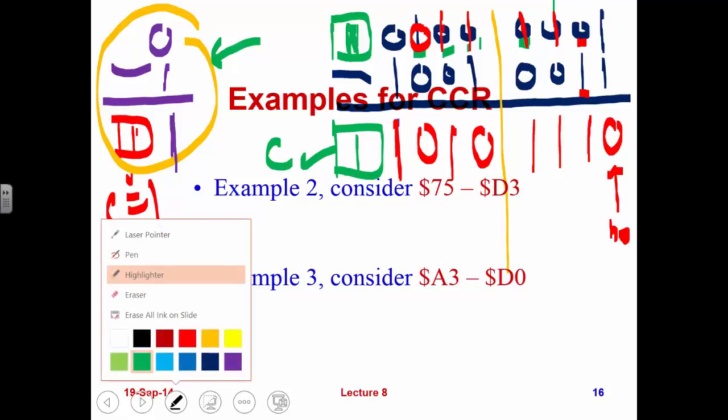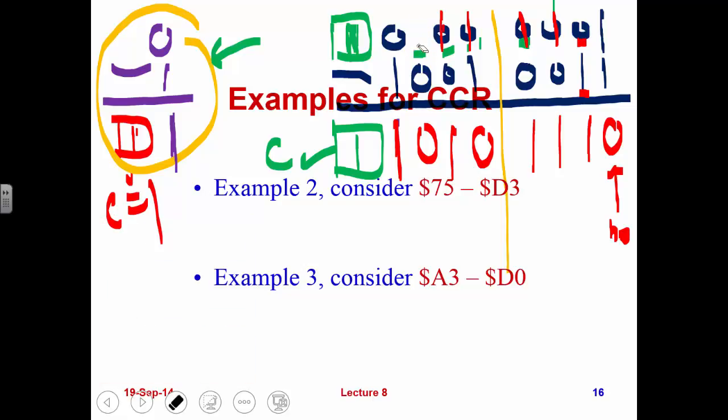Now let me erase this. Assume now this number is also 0. Now when you borrow, what happened? We try to borrow from here, not enough. Even when we come to the leftmost bit 7, it's still 0. We have to borrow from the carry bit. When you borrow from this bit, that's going to make all these bits 1. All these bits 1. And this bit is also 1.